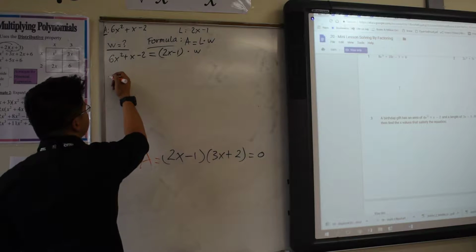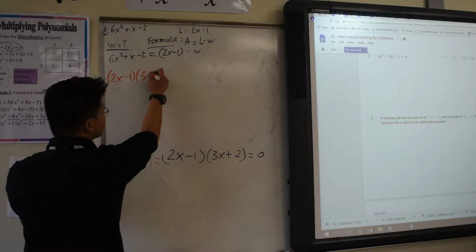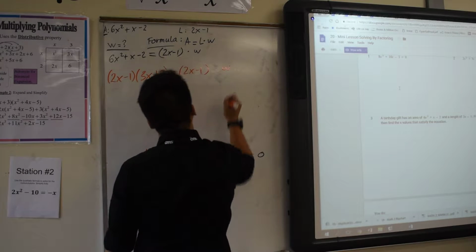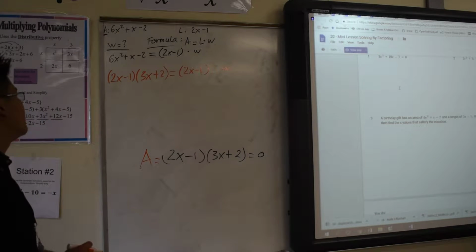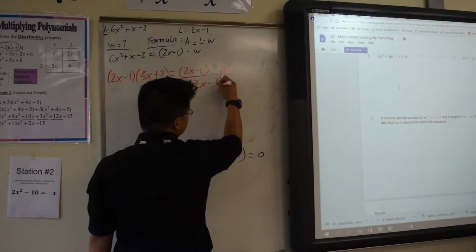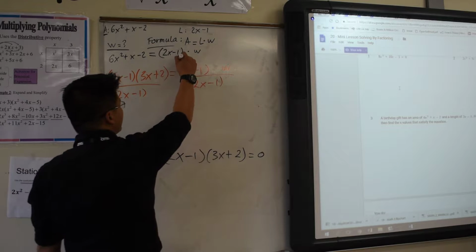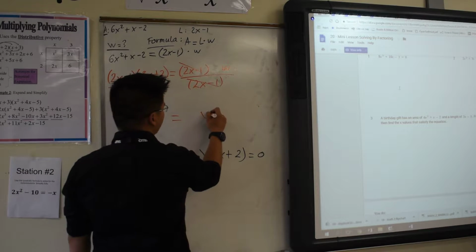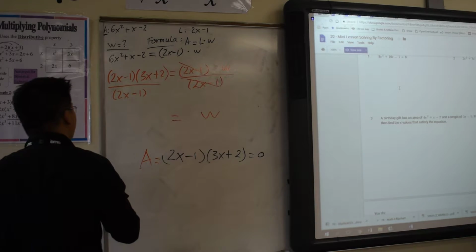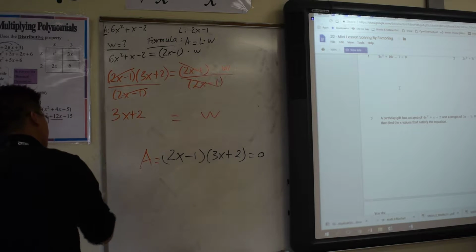Instead of writing 6x squared plus x minus 2, you can say that it will be 2x minus 1 times 3x plus 2 equal to 2x minus 1 times your width. Now you can find your width by dividing both sides by 2x minus 1, and the idea is if you divide something by itself, it will cancel out. So same thing here, 2x minus 1 cancels on both sides. Very fortunate for us, we have 2x minus 1 on the numerator too. So we simplify that. Look at 3x plus 2, and that is your width.